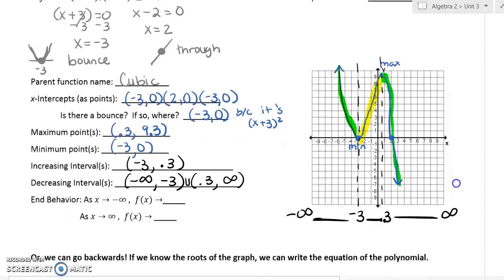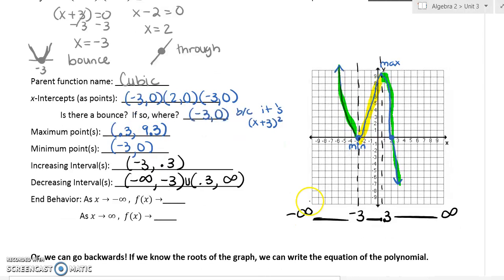And then the end behaviors are: as x is going to negative infinity, which is the left side, y is going to infinity because it's going up. And as x is going to infinity, which is the right side of the graph, y is going to negative infinity. So that's what it looks like. Some stuff from back in the day that we want to add in there. All right, so that's example 1.